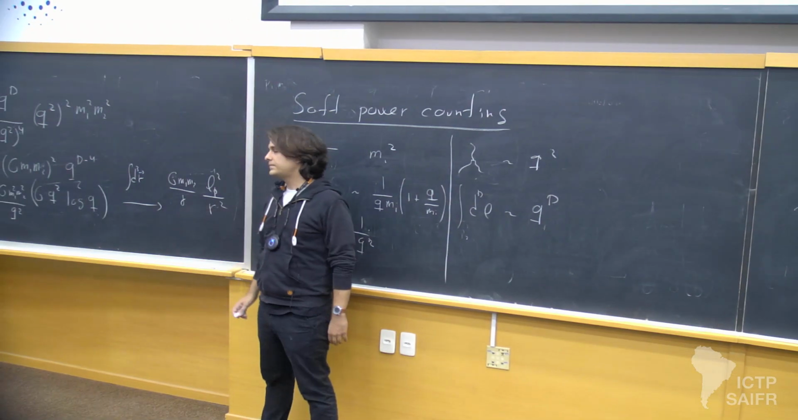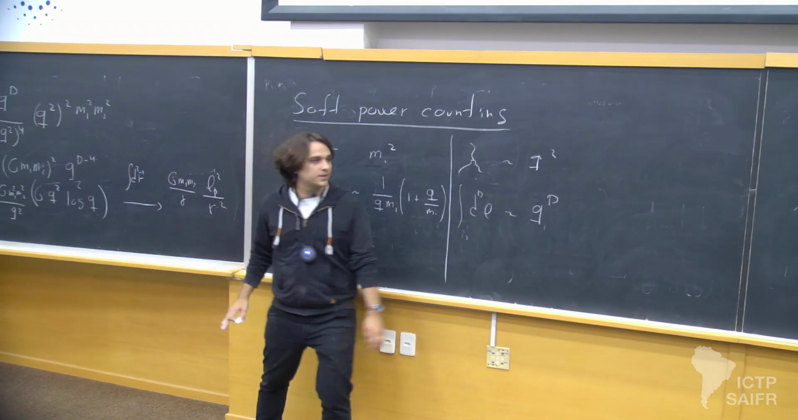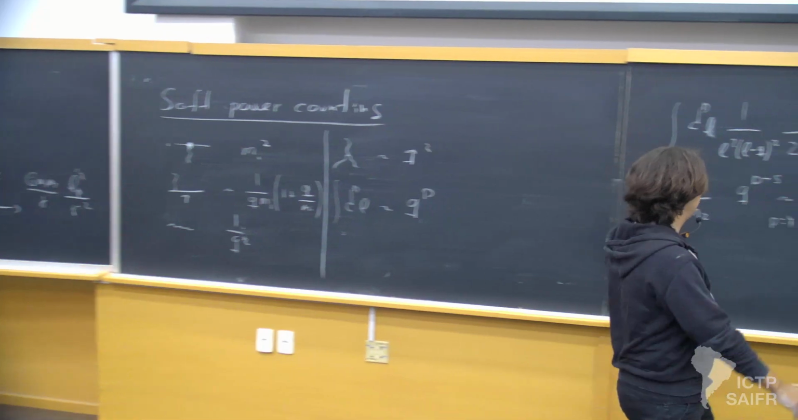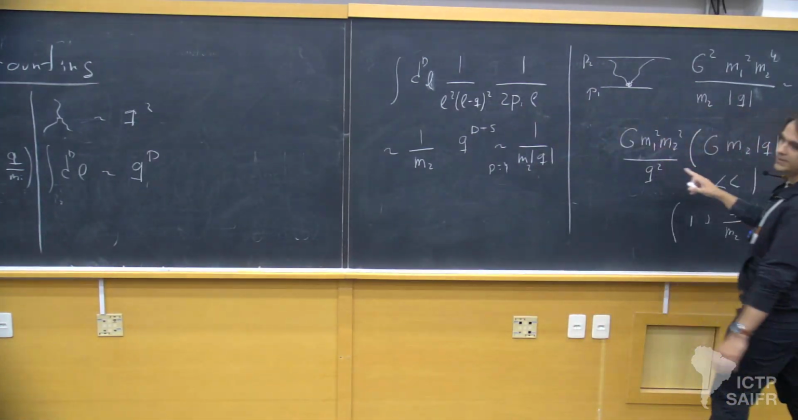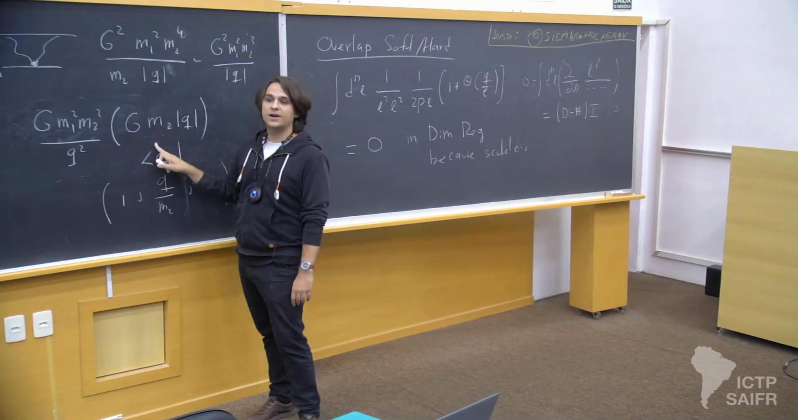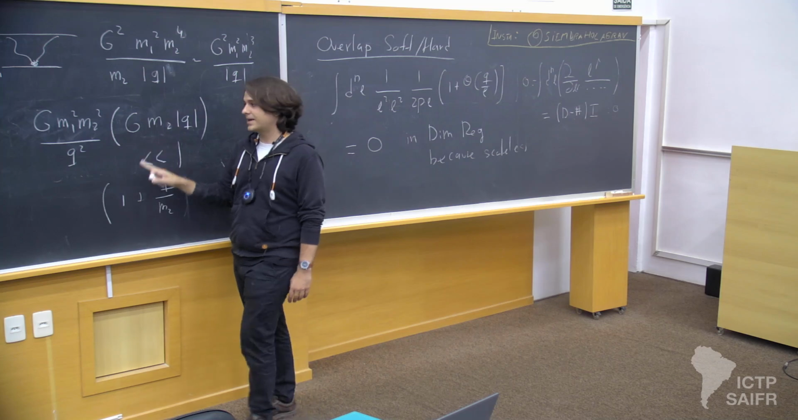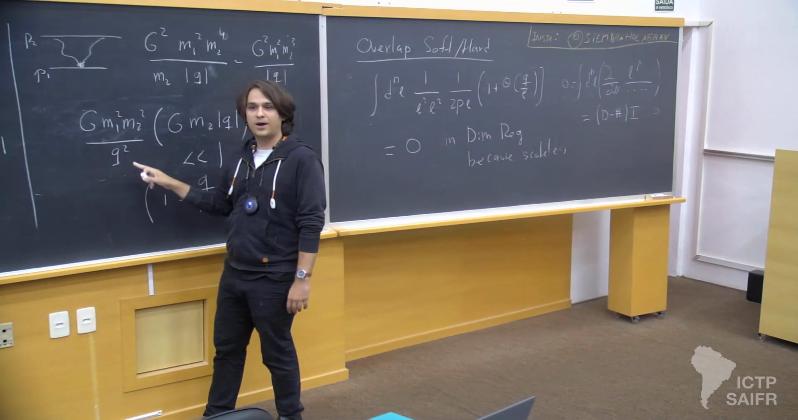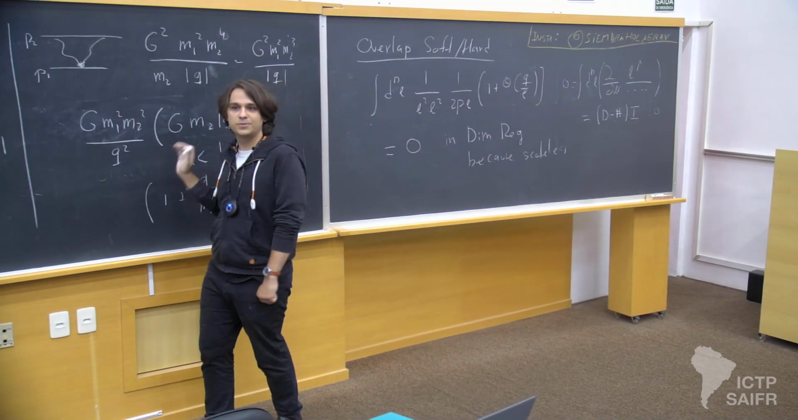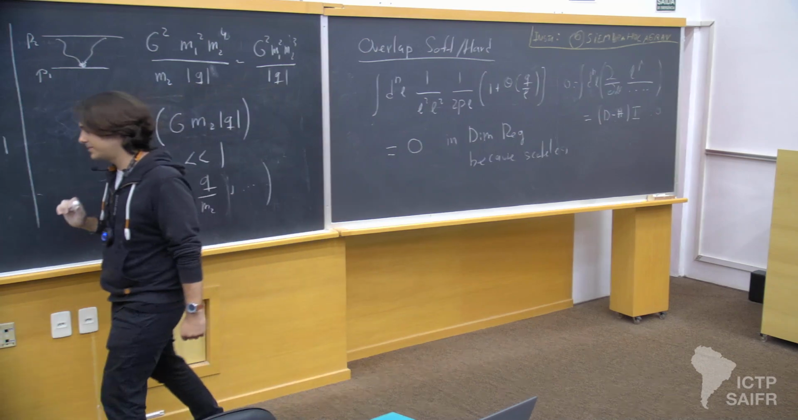Yeah. Hey, by the way, this was the correction here. If I did the Fourier transform of this here, then I would have just gotten a GM over R correction to Newton. So I would have GM1 M2 over R, and then GM over R. So this would be really a classical correction to the Newton potential.